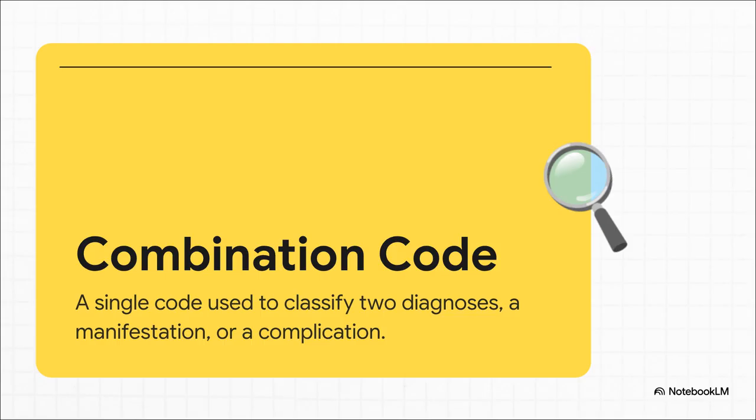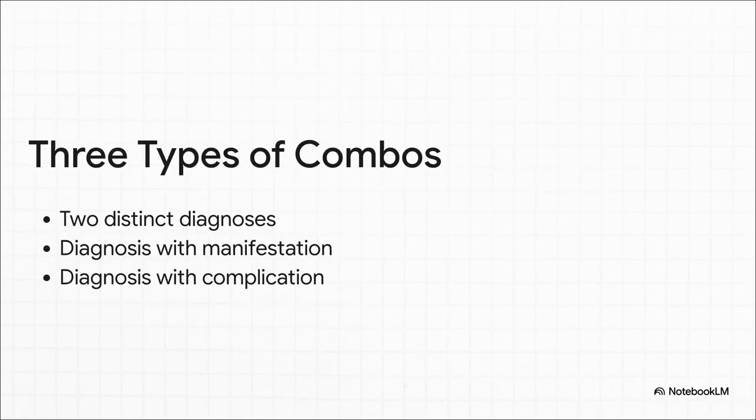Ultimate efficiency. So, these combination codes generally fall into three distinct buckets. Think of it like a giant clinical shortcut. We're talking about two distinct diagnoses occurring together, a diagnosis combined with its manifestation, or a diagnosis combined with its complication. They are specifically designed to make capturing the full scope of a patient's condition incredibly fast and accurate.